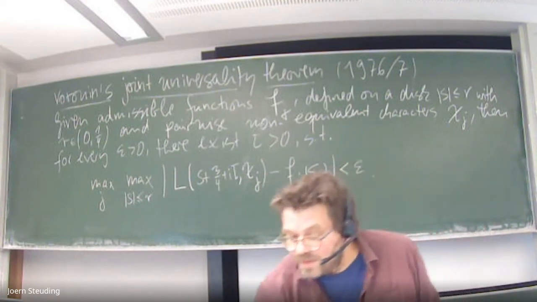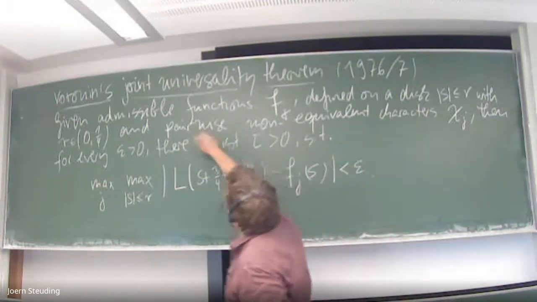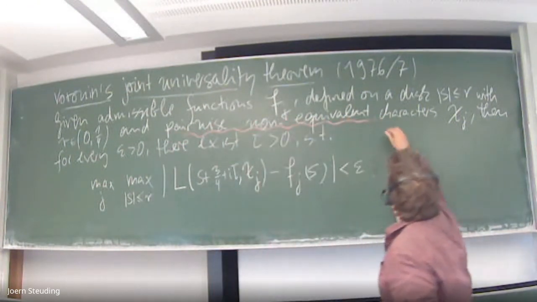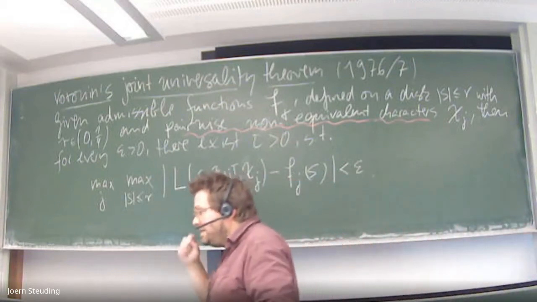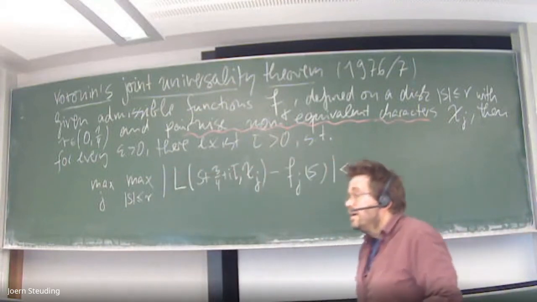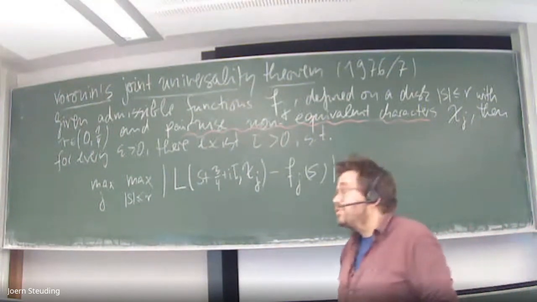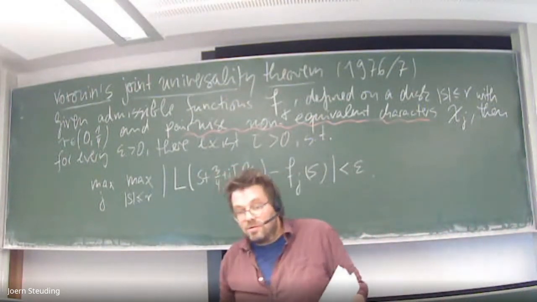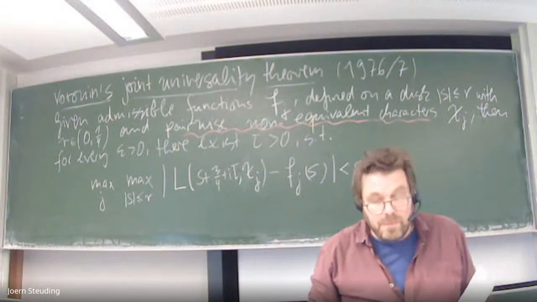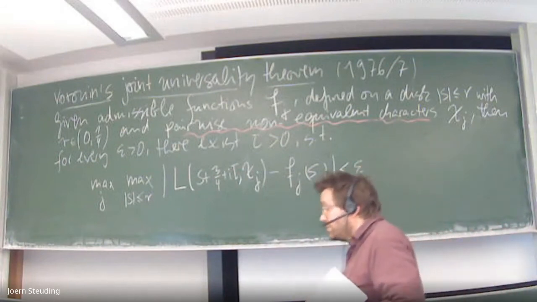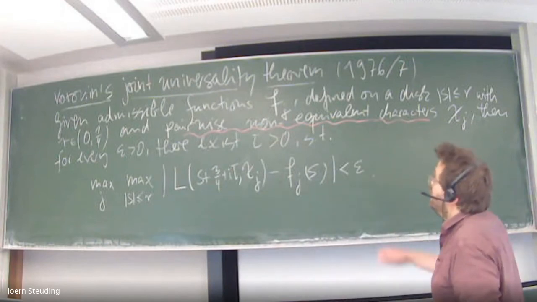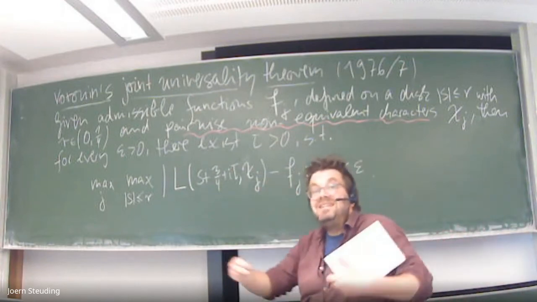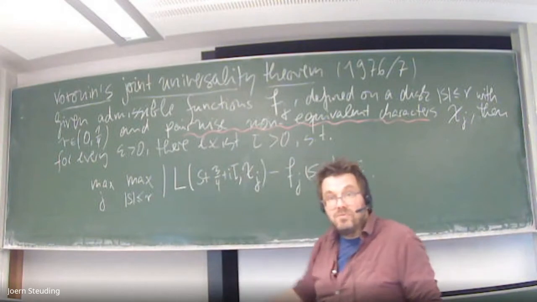What about this assumption here, pairwise non-equivalent characters? In the background, the tool we need at that point is the orthogonality relation for characters that plays an important role in analytic number theory, in the proof of Dirichlet's prime number theorem. And this gives us some kind of independence of these Dirichlet L-functions.